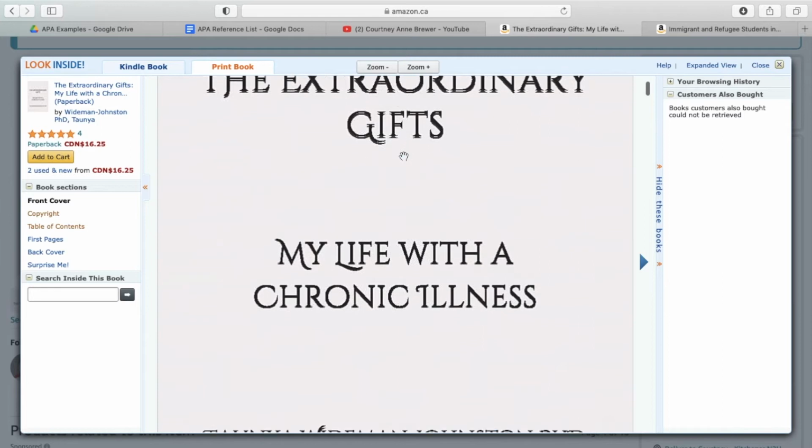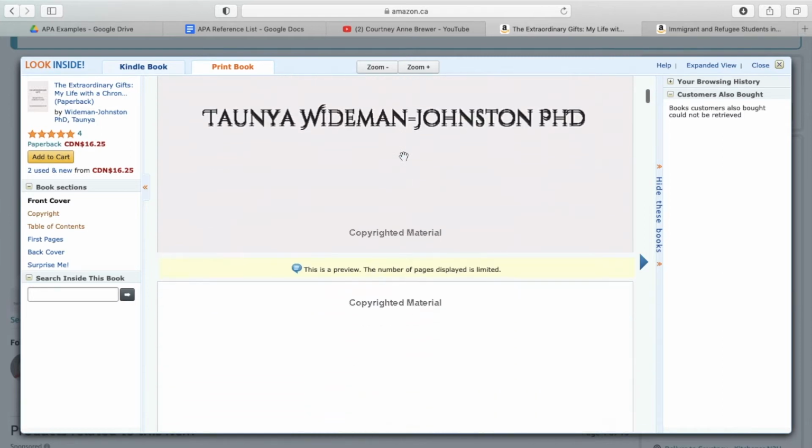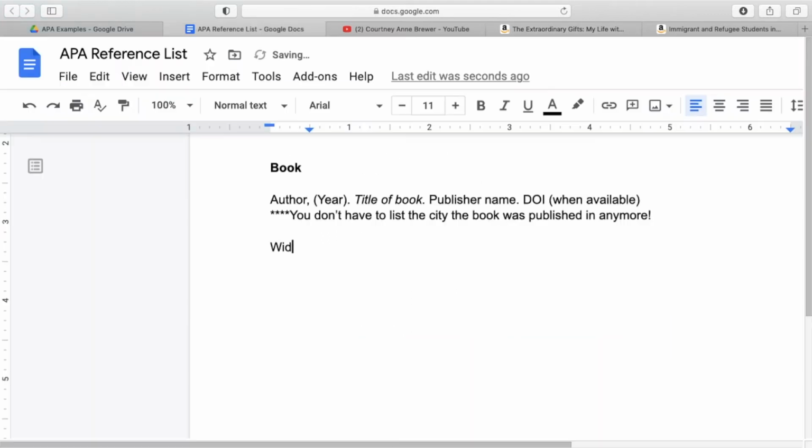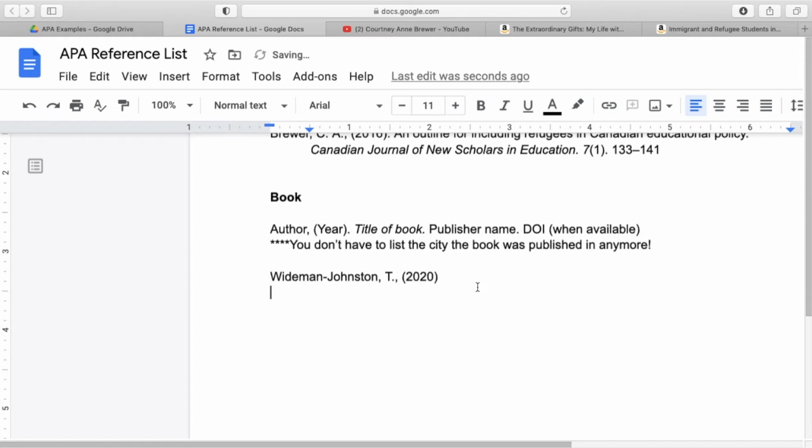But again, we do our last name, first initial. She didn't list her middle initial, so we don't list it. The year it came out was 2020. The title of the book is in italics, and you can see after the colon, it's a capital M.